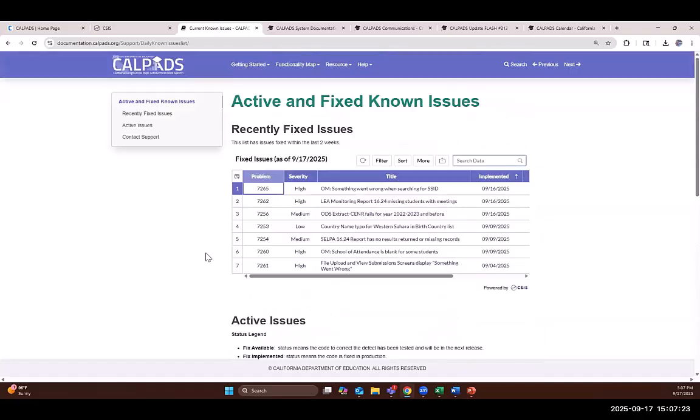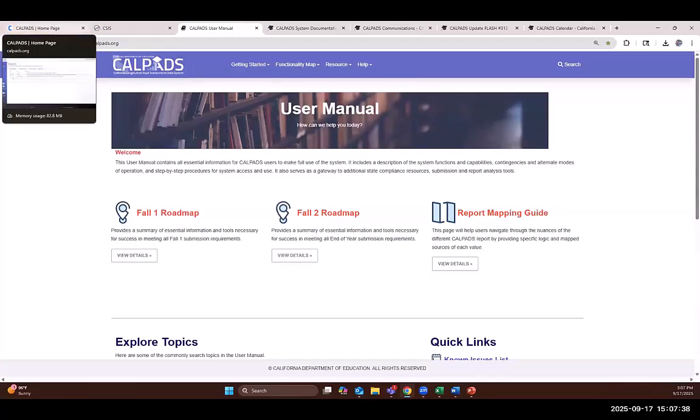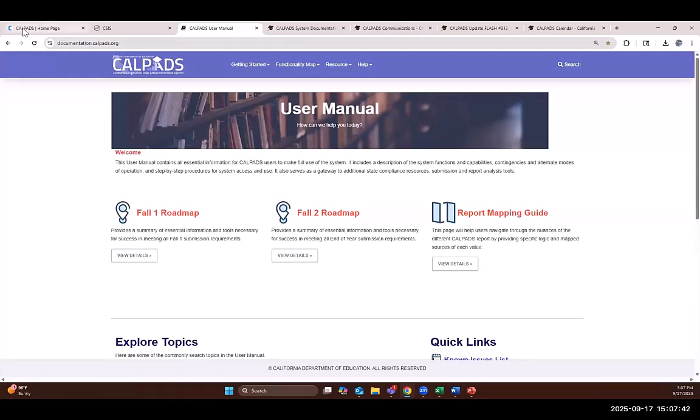Q1 from Rigoberto. Good afternoon, team. Are we supposed to see other LEAs' ERDs on our ERD reports? If so, how do we reconcile the ERD at another LEA? Do we follow up with the LEA? And are we held accountable for other LEAs' ERDs for Fall 1?